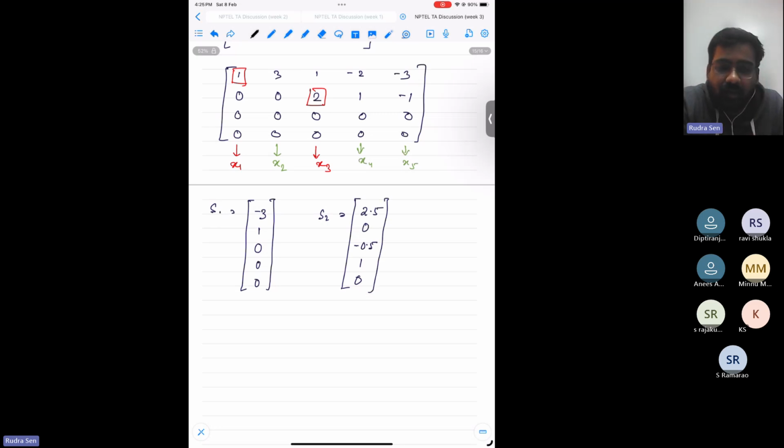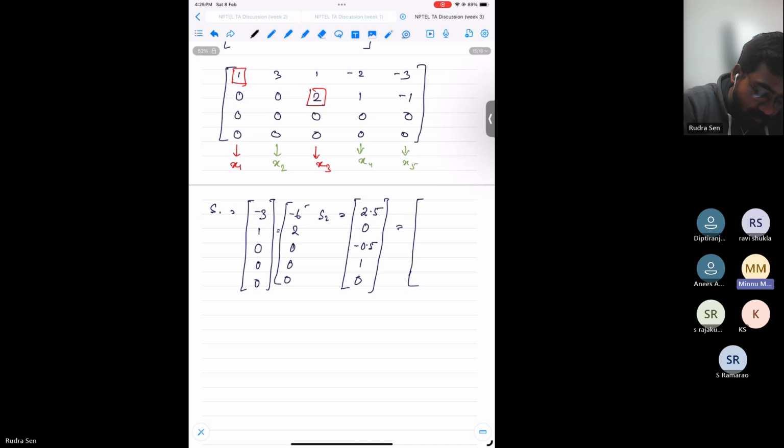So now it looks like something in fractions. It's better to get whole numbers, so it will be easier. Just multiply with 2. If you multiply this with 2, you have to multiply the others with 2 as well to keep all the bases in the same scale. So this is 5, 0, minus 1, 2, 0.